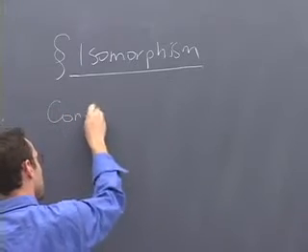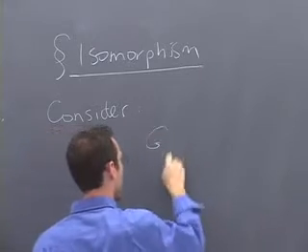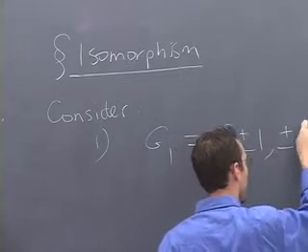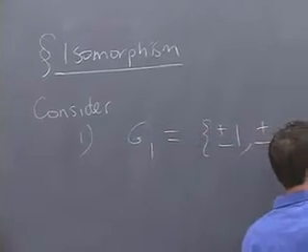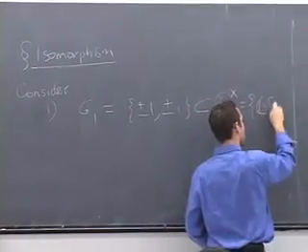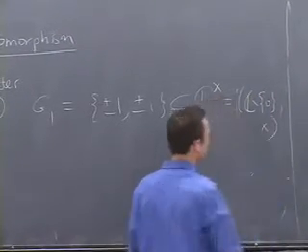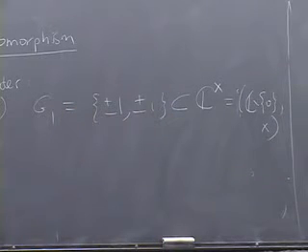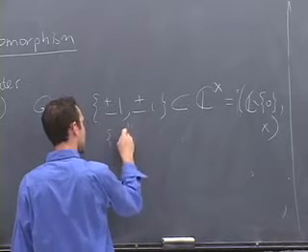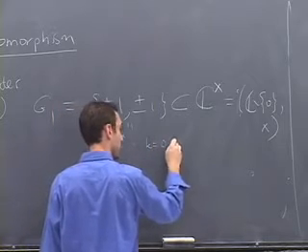So let's consider a couple of different groups. The first group, let's call it G1, we'll make this plus or minus 1, plus or minus i, viewed as a subgroup of C star, which is notation for the non-zero complex numbers equipped with multiplication as the group operation. So it's just a very simple thing. This is just the powers of i, the square root of negative 1, i to the k, with k running from 0 through 3.